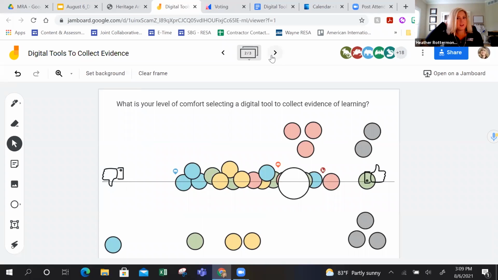And then looking at our level of comfort, we're kind of all over the place here, which is really good, that's good for today's session. I'm seeing some closer to the thumbs down, some right around hovering over the middle, and then some feeling really good about what they're doing in the classroom. Would anyone like to come off of mute and share where you placed your dot and why?